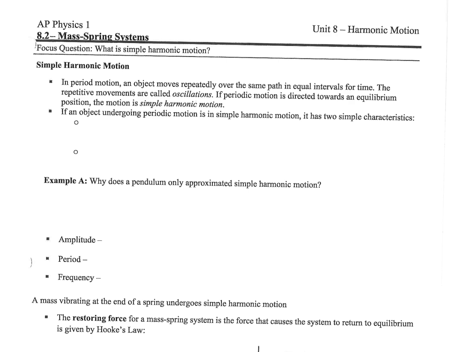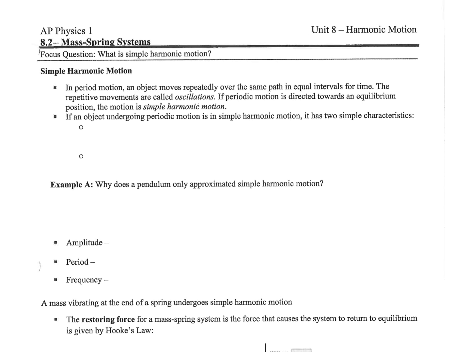When we talk simple harmonic motion, we are really talking about periodic motion, number one. Periodic motion means it's moving repeatedly over the same path in equal intervals of time. These are called oscillations, and the periodic motion is directed towards an equilibrium position. As the spring is springing back and forth, or the pendulum is rocking back and forth, it wants to go back to where it would be if you just left it alone and it went to rest. So for a pendulum, equilibrium is at the bottom.